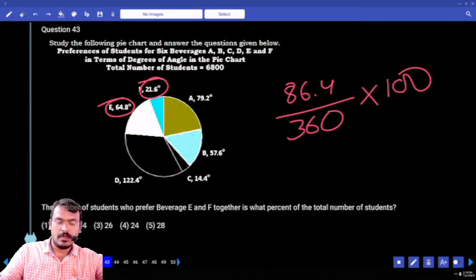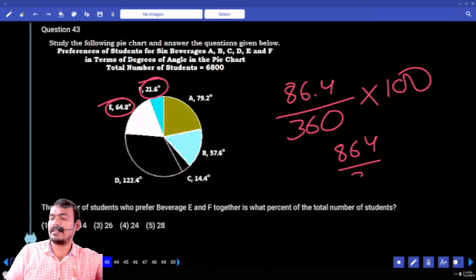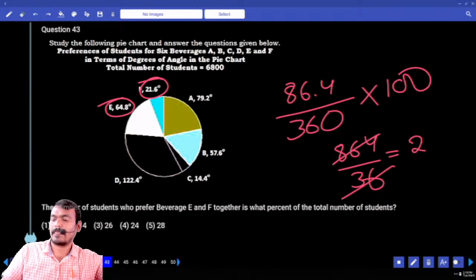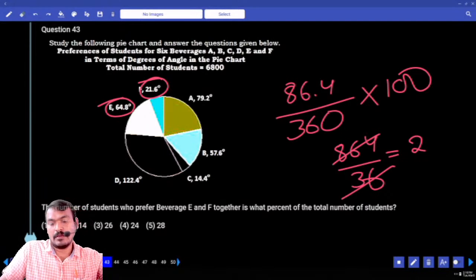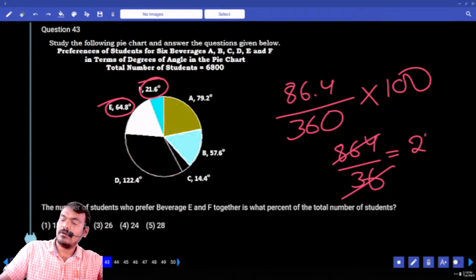Multiplied by 100 or not. In this one we write 864 by 36 or not. 864 by 36. 36 2 times how much? 72. What is the remaining value? 144 times. Then answer, 24.